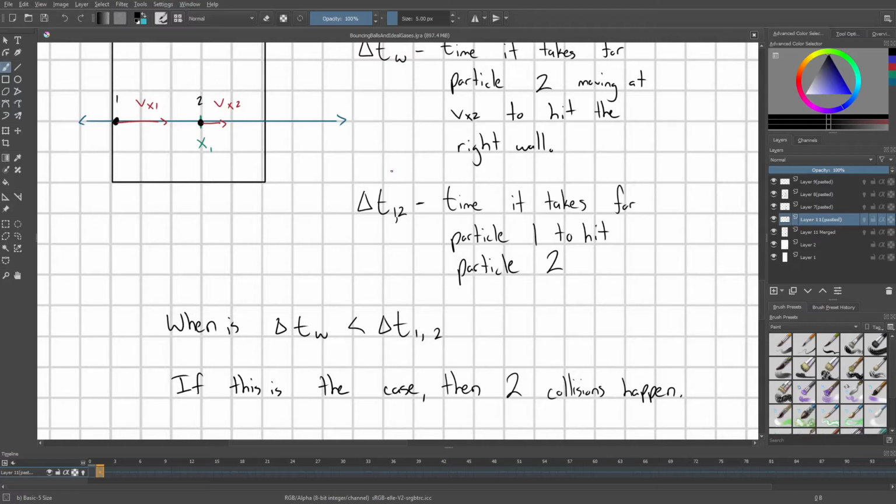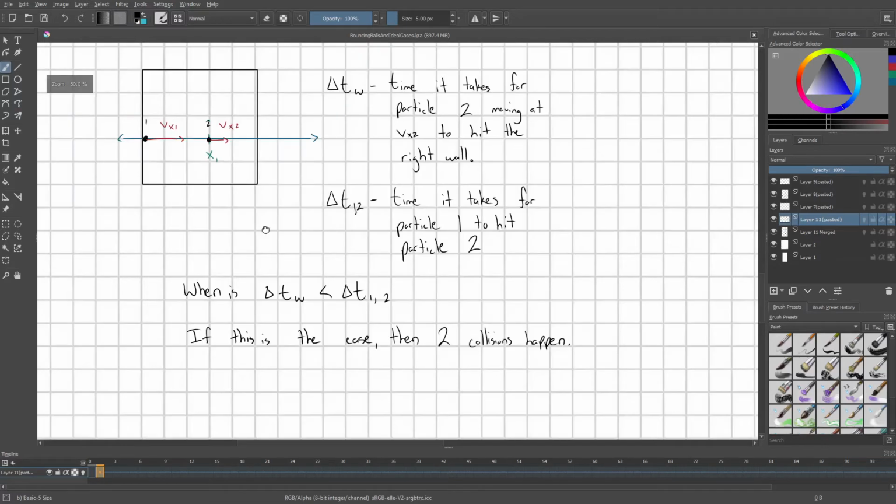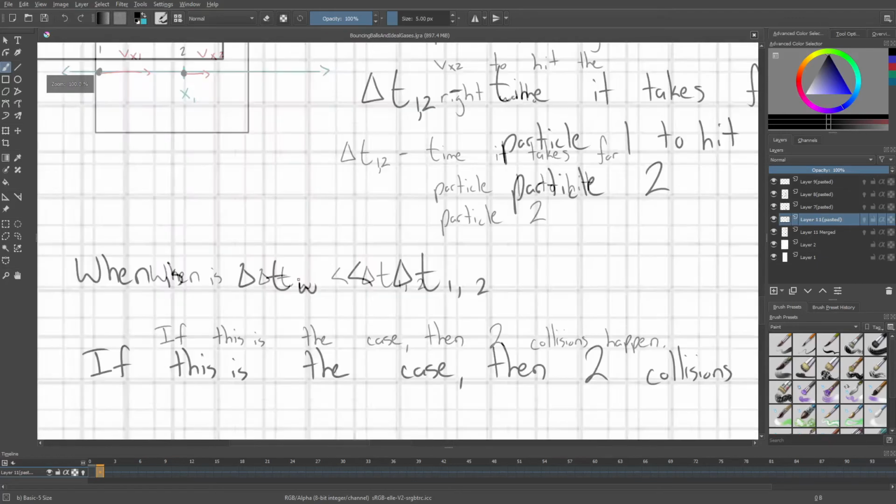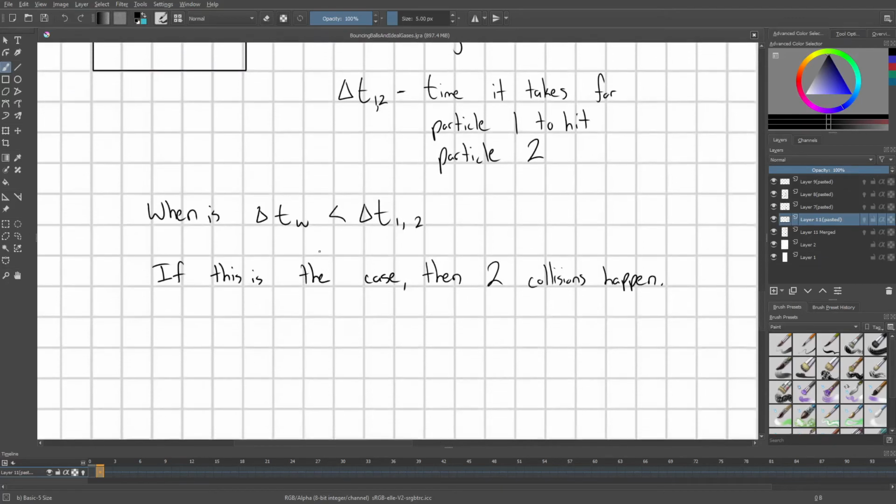All right? If delta t12 is larger than delta tw, then the opposite happens. Then this particle is definitely going to hit particle 2, and then particle 2 is going to slam into the right wall once. And we get 1 momentum transfer. All right? So now we need to find out the position x1 when this happens. So let's go ahead and ask, what is delta tw and what is delta t12?